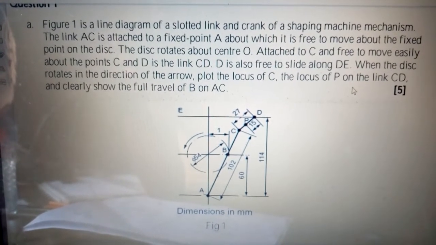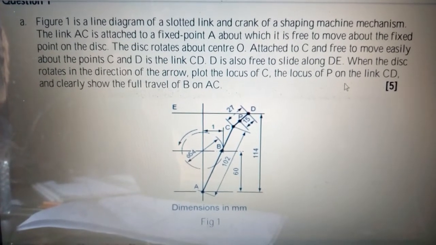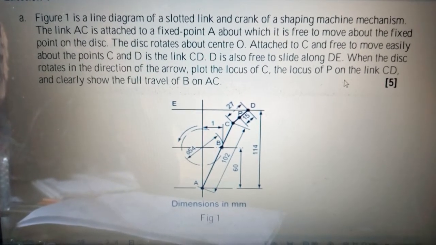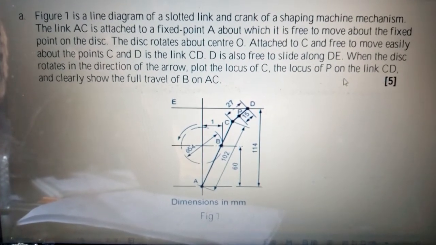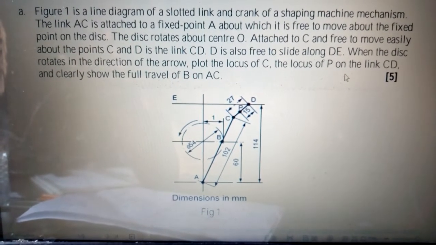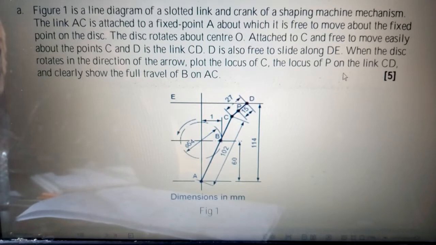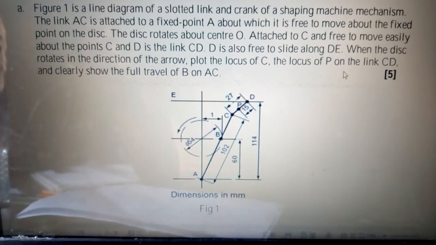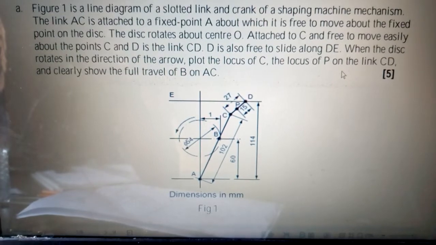It says figure 1 is a line diagram of a slotted link and crank of a shaping machine mechanism. The link AC is attached to a fixed point A about which it is free to move, and is attached to a point on the disc. The disc rotates about center O. Attached to C, and free to move easily about the point C and D, is the link CD, and D is also free to slide along DE. When the disc rotates in the direction of the arrow, plot the locus of C, the locus of P on the link CD, and clearly show the full travel of B on AC.